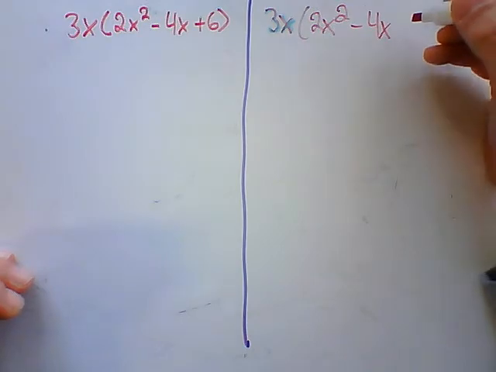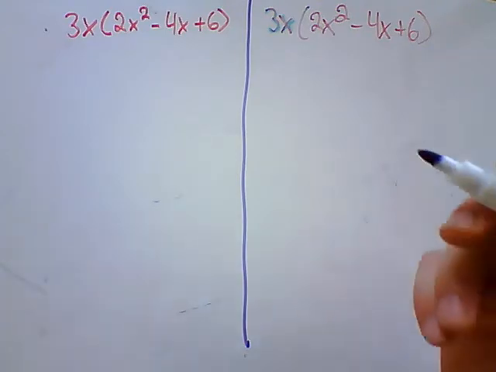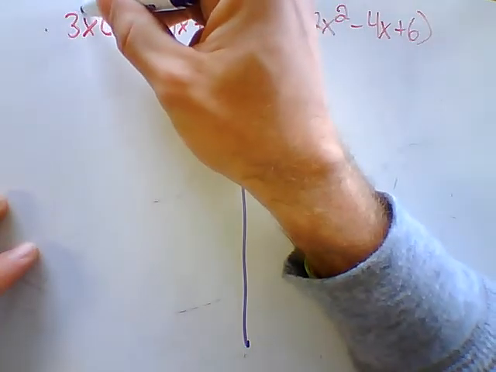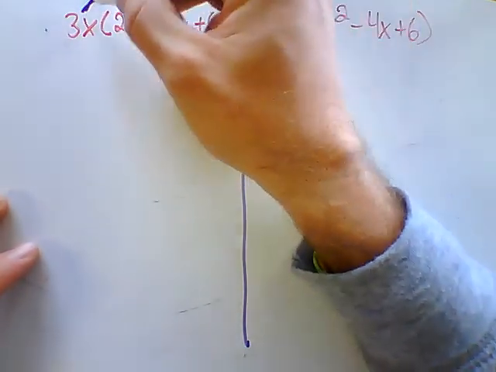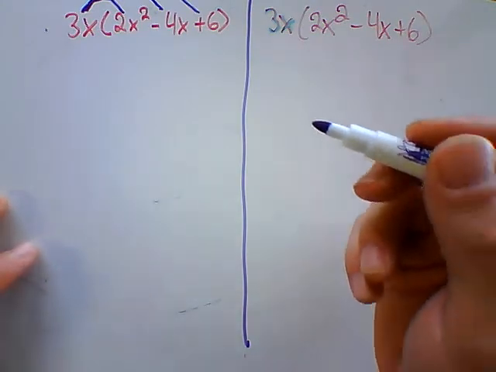So this is 3x times 2x squared minus 4x plus 6. Alright, so the first one is distributing. Everybody gets everything. So he gets to go visit everybody, or she gets to visit everybody. I haven't really gotten to know 3x that well.